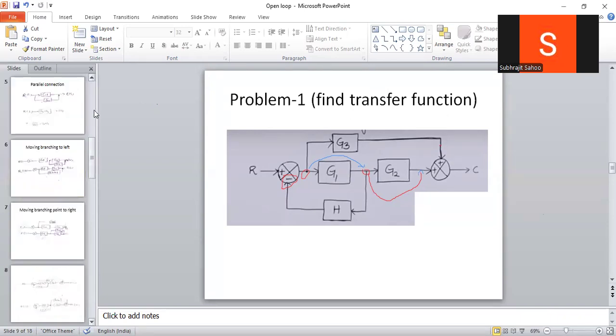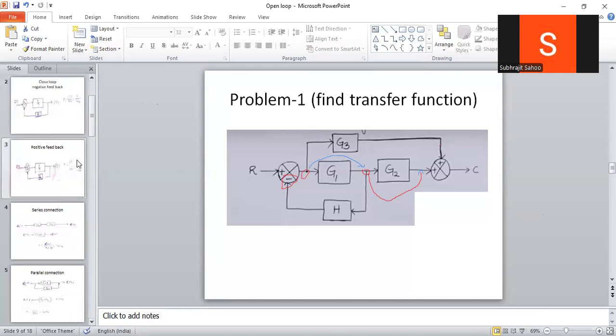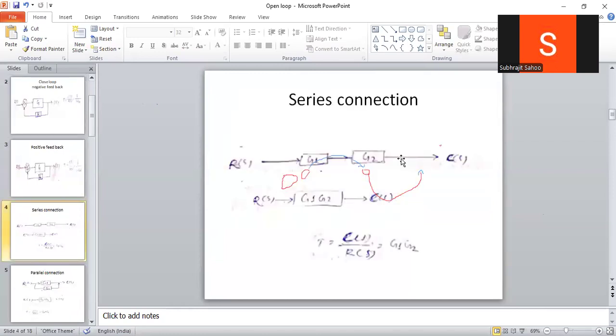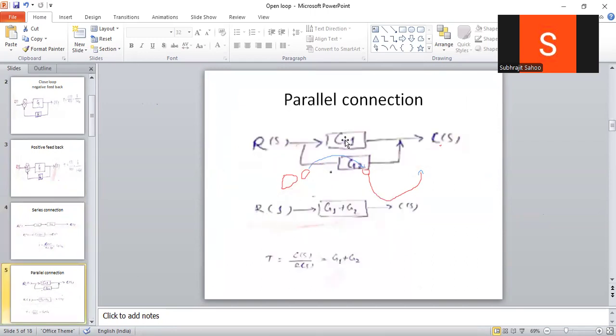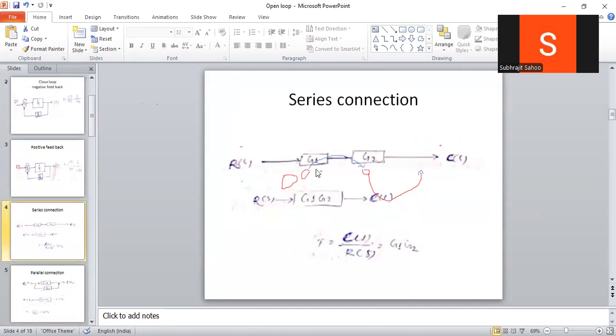Observe, sir. For a series connection, what will happen? G1 into G2. If it is a parallel connection, G1, G2, then it becomes G1 plus G2. In parallel, the gains are added, and in case of series connection, the gains are multiplied.